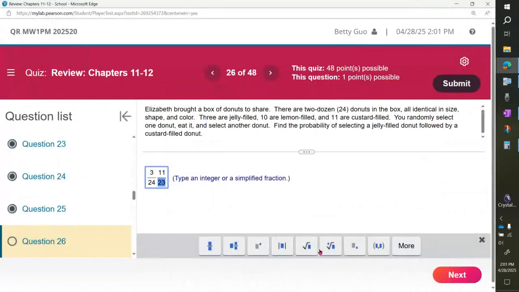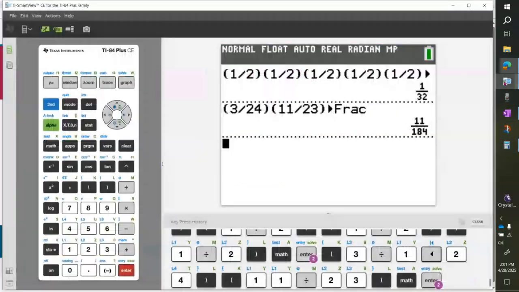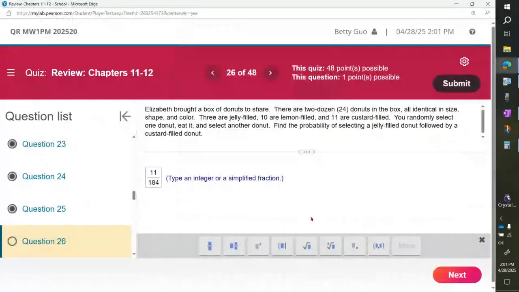11 over 184. Those are supposed to be on scratch paper. Double check. 11 over 184. Okay, that's it.